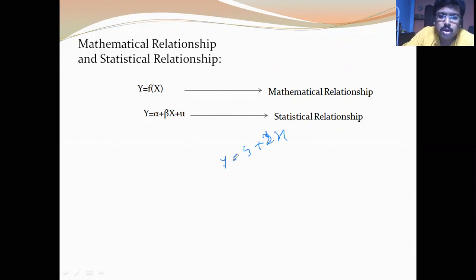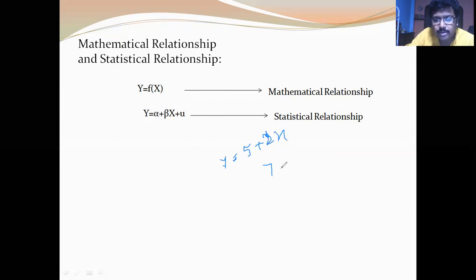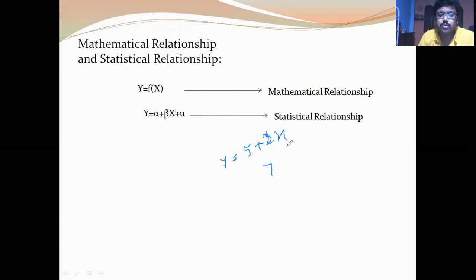Okay, y equal to 5 plus 2x. So if I put a value 1 in case of x, then we get 5 plus 2 equal to 7. That is the value of y. This is the exact or unique value. You can get the unique value in a mathematical relationship, but in a statistical relationship you cannot have a unique value.